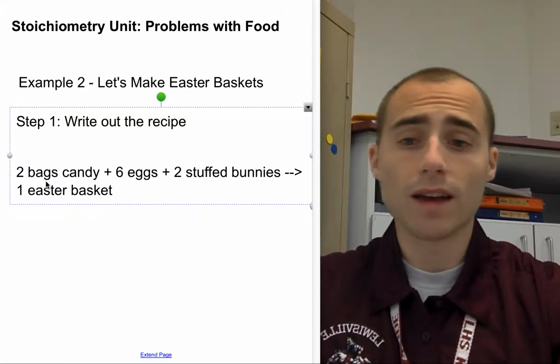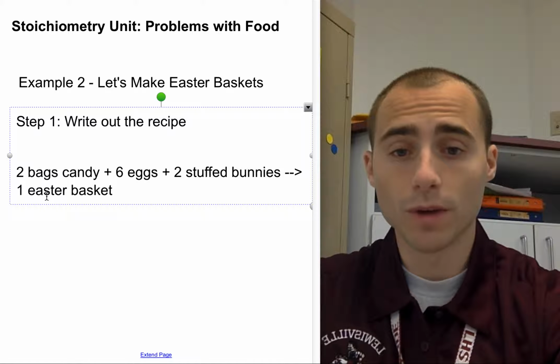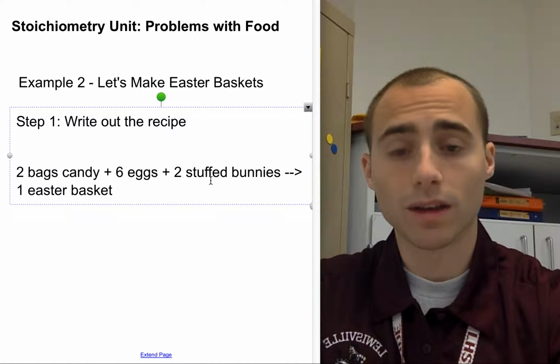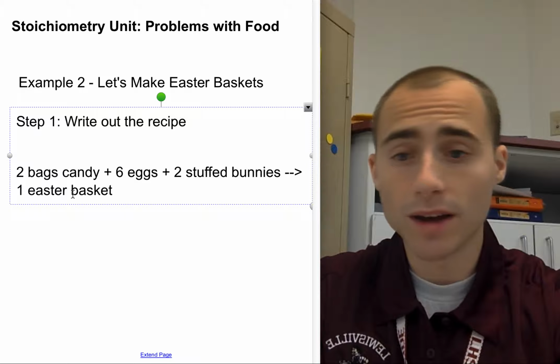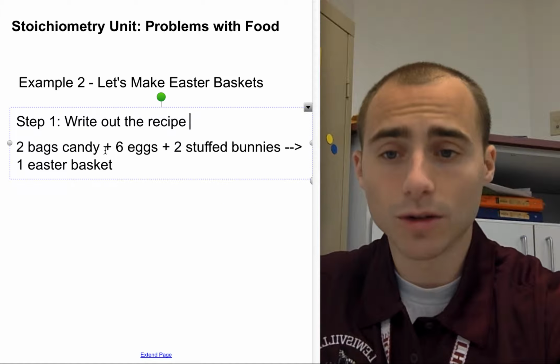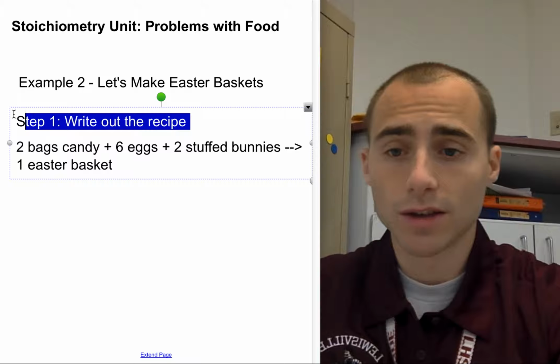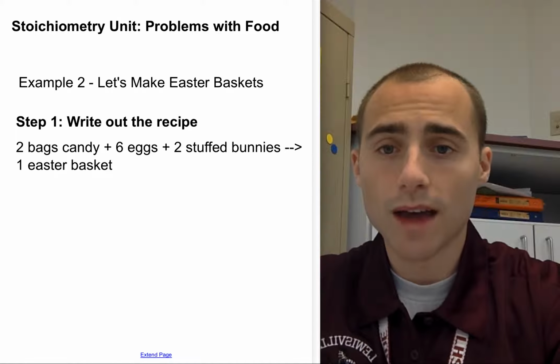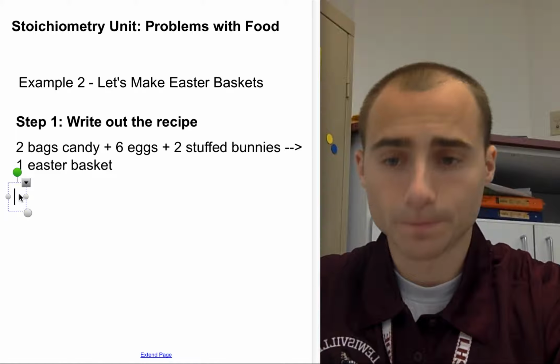Okay, so everybody see that? So we need 2 bags of candy for every 1 Easter basket. We need 6 eggs for every 1 Easter basket. And we need 2 stuffed bunnies for every 1 Easter basket. Each of these things has to be included in order for us to have 1 complete Easter basket. So now we go on to step 2.